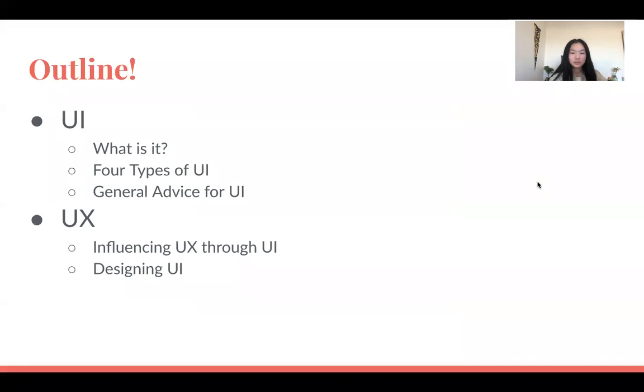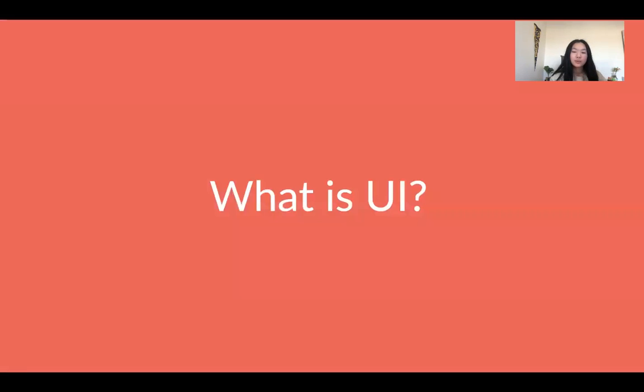I'm going to start with an outline of what this lecture is going to cover. We're first going to cover UI and talk about what it is, 4 types of UI, and general advice for UI. And then I'm going to go into UX. This is how UX is influenced through UI and also how we can design UI to affect UX. So let's start with what is UI.